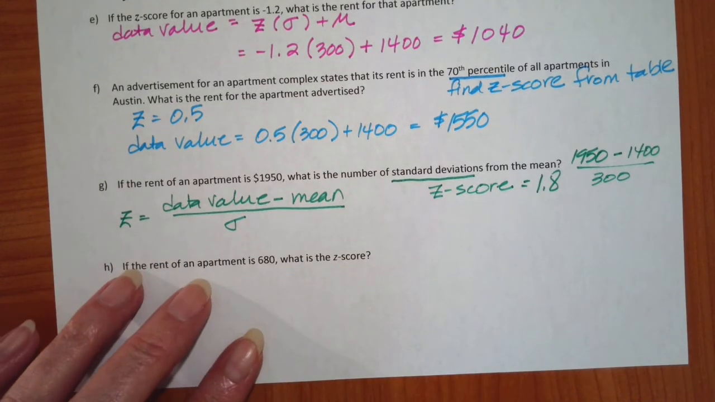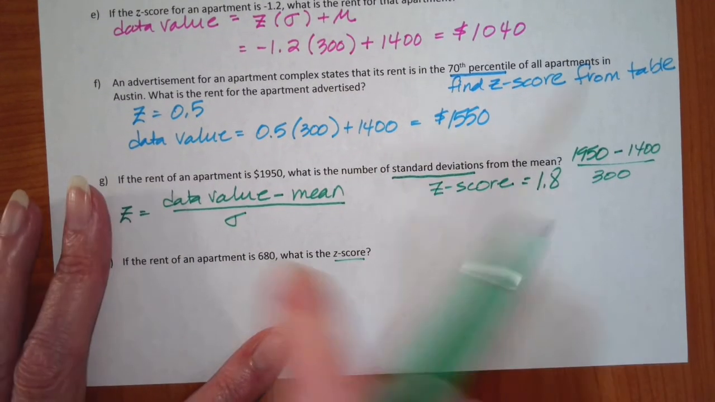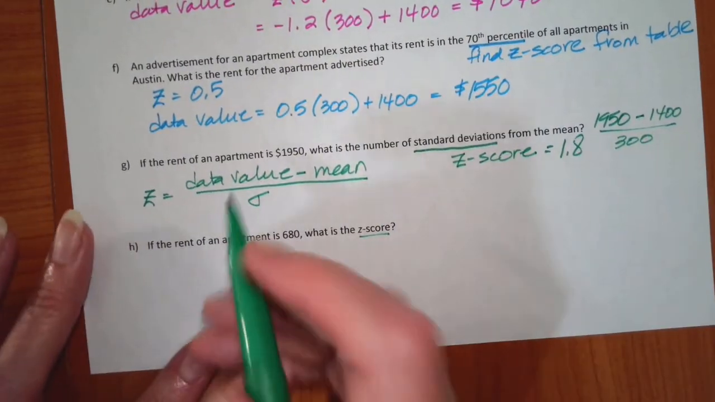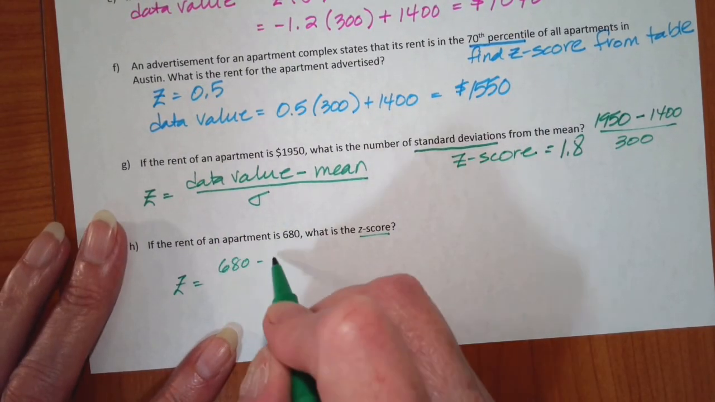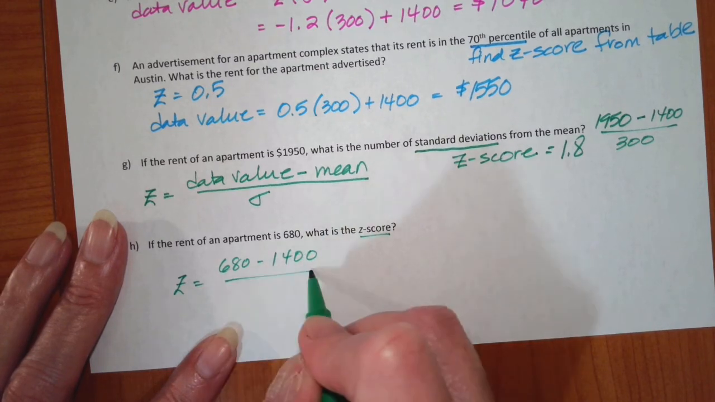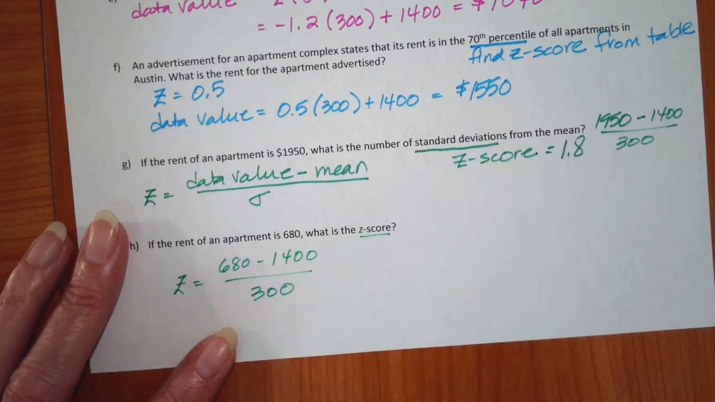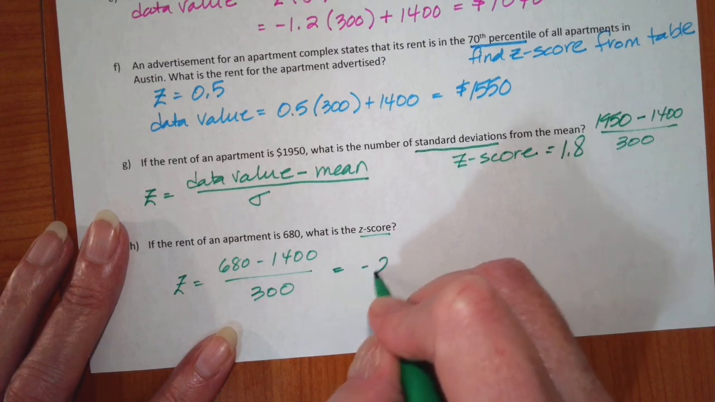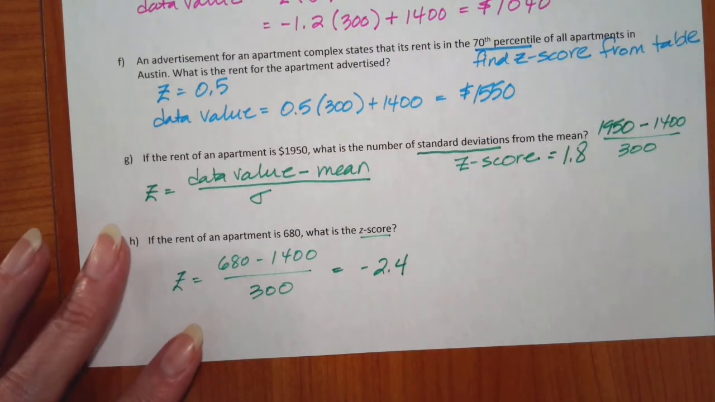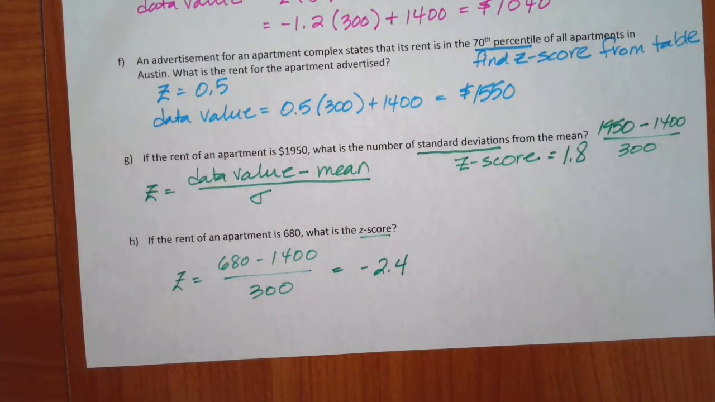If the rent is 680, what is the z-score? Okay, I'm just going to use that formula. So the z is going to be 680 minus 1400 divided by 300. And I get negative 2.4. That means it's between negative 2 and negative 3 standard deviations. Okay, the end.